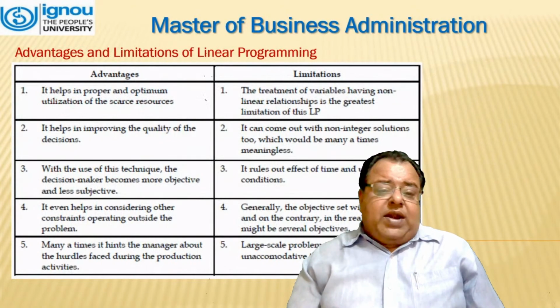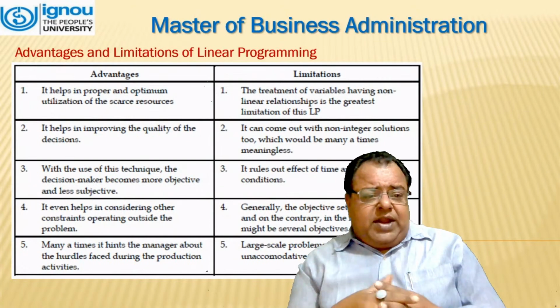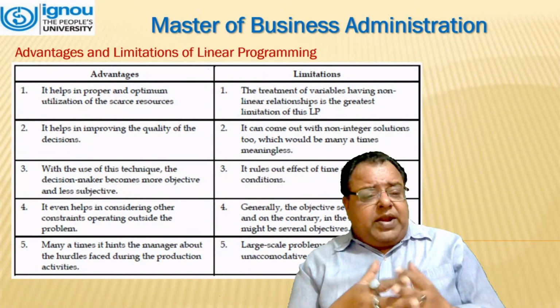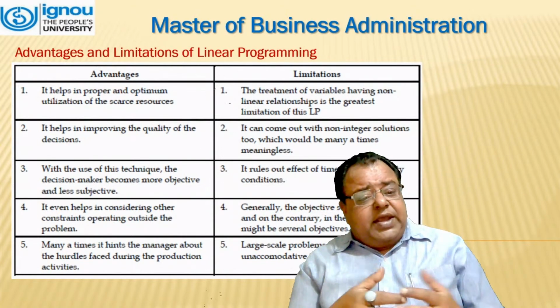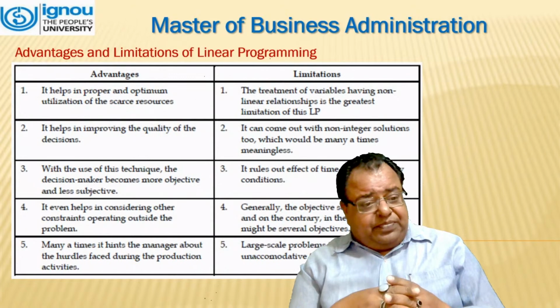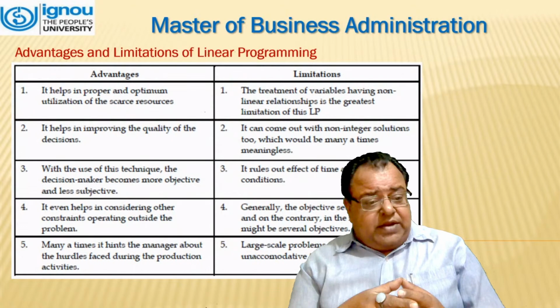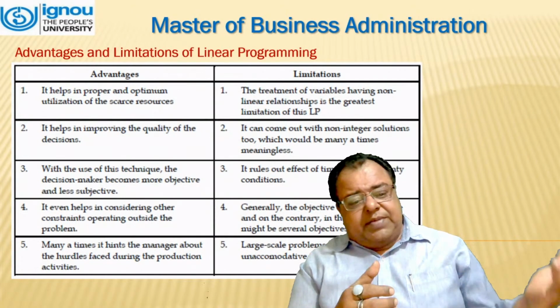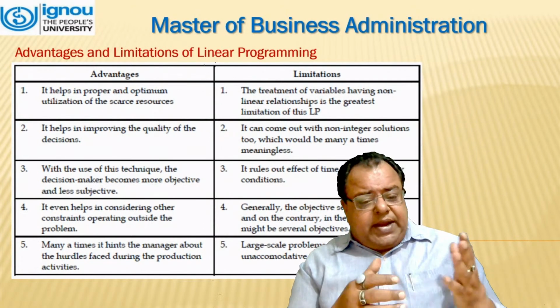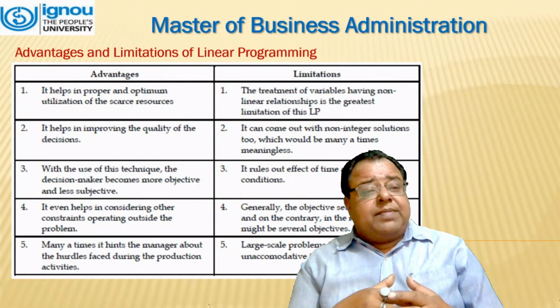Now, what are the advantages and limitations of linear programming? If we talk about the advantages, it helps in proper and optimum utilization of the scarce resources. It helps in improving the quality of the decision. With the use of this technique, the decision maker becomes more objective and less subjective. It even helps in considering other constraints operating outside the problem. Many a times, it hints the manager about the hurdles faced during the production activities.